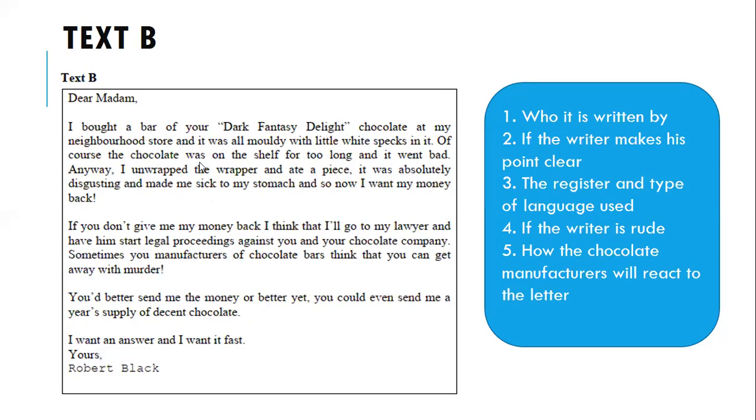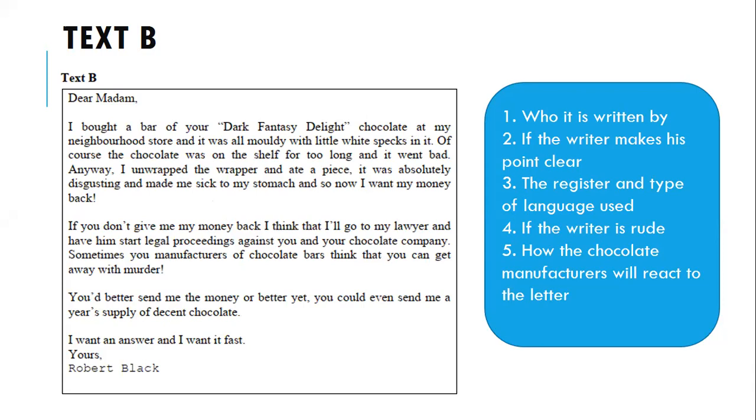Of course, the chocolate was on the shelf for too long and it went bad. It's very clear, a clear complaint. Anyway, I unwrapped the wrapper. I opened the wrapper and ate a piece. It was absolutely disgusting and made me sick to my stomach. And so now I want my money back. Too straightforward.